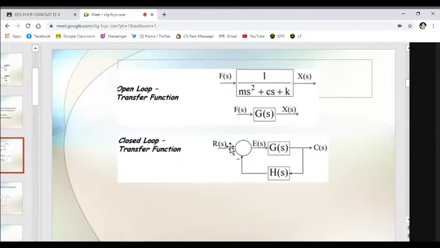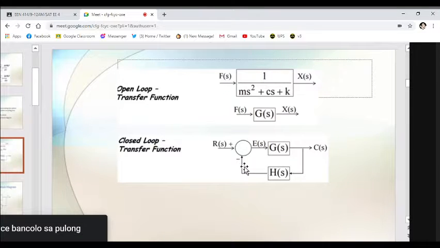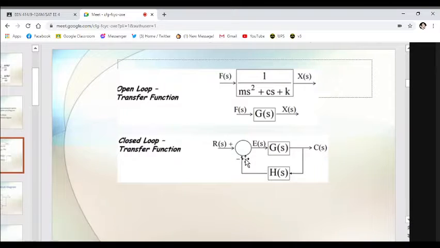And you have R sub S, you have the sign. Yung sign ng R sub S, saka yung sign ng feedback, which is negative. It can also become positive, depending on the type of feedback that is being used. If you're using the negative, you have the negative feedback. If you're using the positive, you have the positive feedback. R sub S is always positive.